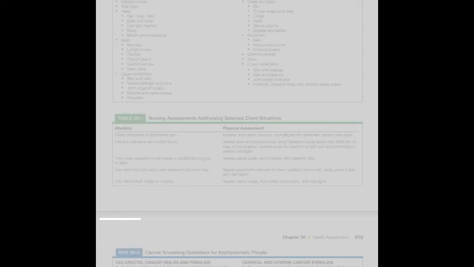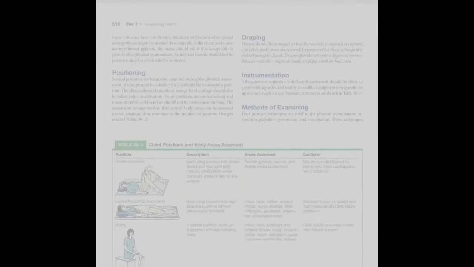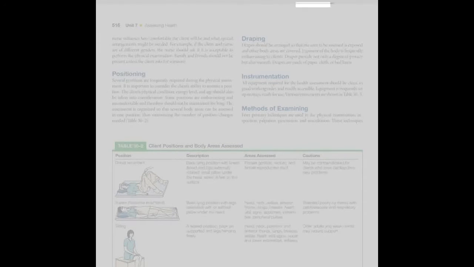M30_Berm. 4362_10_SE_CH 30.IND 514 April 12, 11 a.m. Chapter 30 Health Assessment 515. Number 153613 CUST, Pearson, Berman PG. Number 515. Title, Kozier and Erb's Fundamentals of Nursing 10. EC/M/Y/K Normal Design Services of S4 Carlisle Publishing Services.